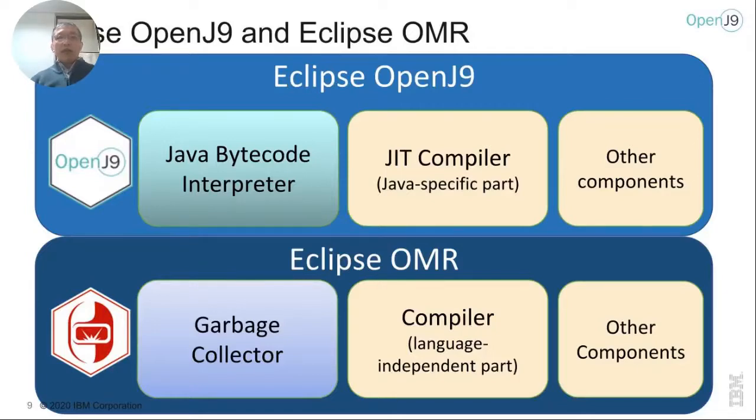Eclipse OpenJ9 project builds on top of OMR, focusing on the Java virtual machine implementation and the Java specific part of the components. So you can see the compiler code resides in both projects. In the OMR side, the compiler component is the infrastructure for building compilers. In the OpenJ9 side, it implements the Java specific part of the Java JIT compiler.